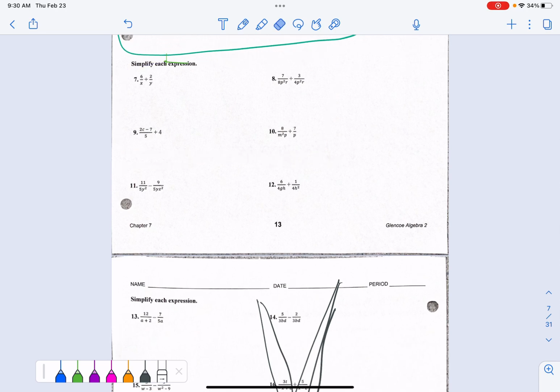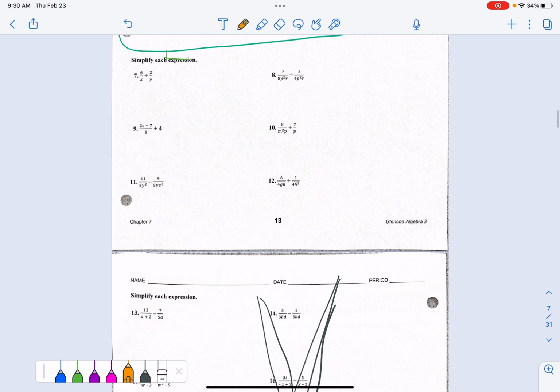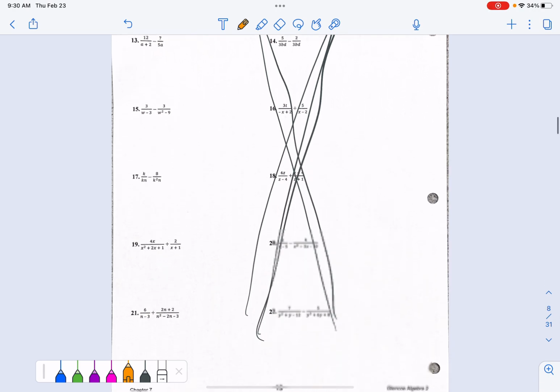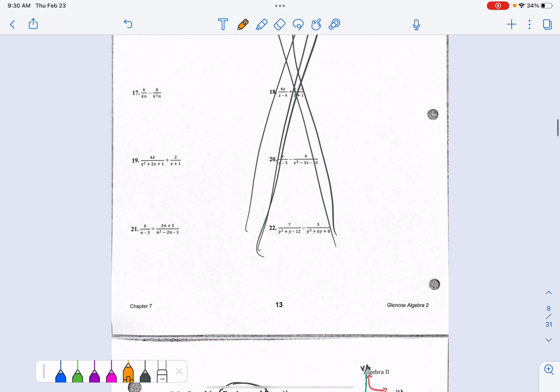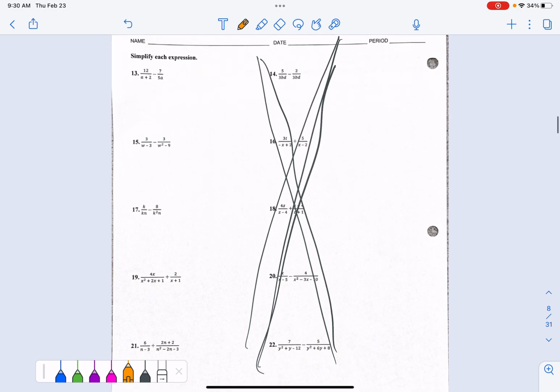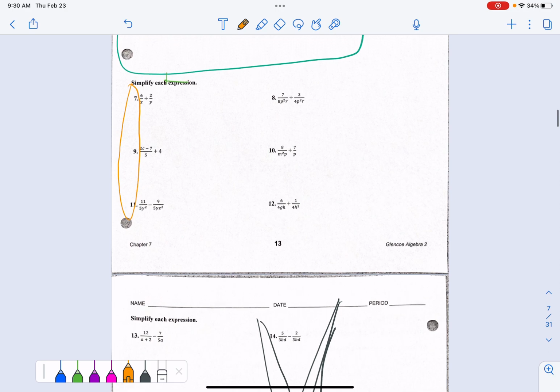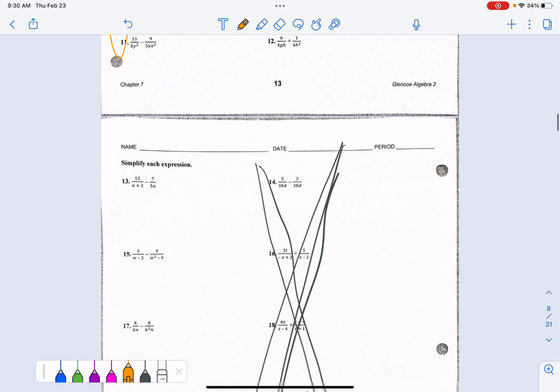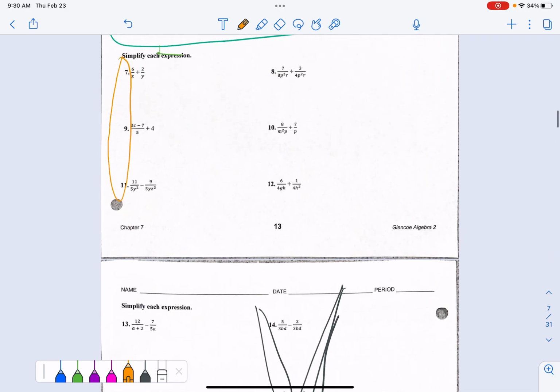Let's just do the odds for here. Let's just do 7, 9, 11, and let's just do 13, 15, 17, 19, 21. Which seems like a lot. That does seem like a lot of problems, but some of them are really, really short, okay? Like their common denominators are not too bad, okay?